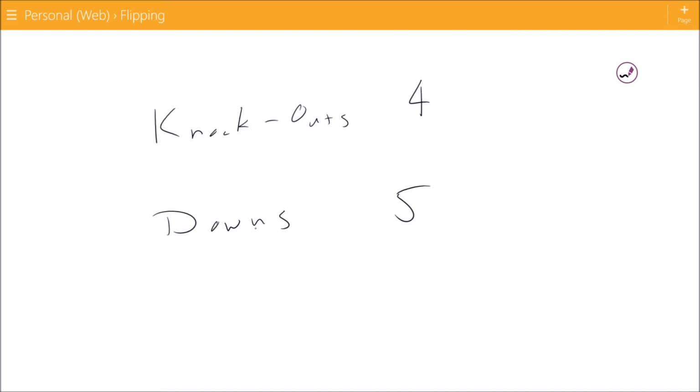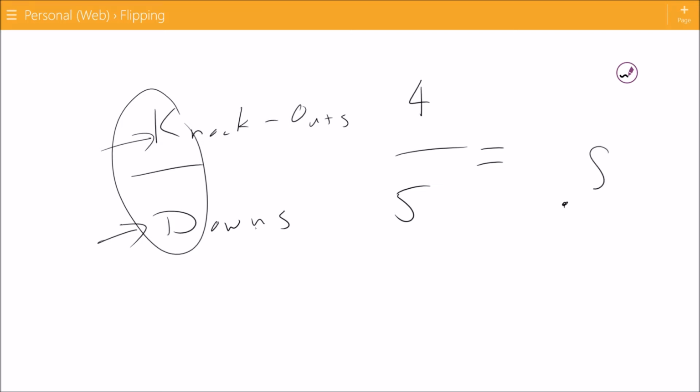Now, what is useful about this is that we can determine a statistic called KD, which actually comes from K over D. So if I just take 4 divided by 5, that is my KD. That is my ratio of knockouts to downs. How many times I got other players compared to how many times I was gotten by other players. And 4 divided by 5 gives us just 0.8.